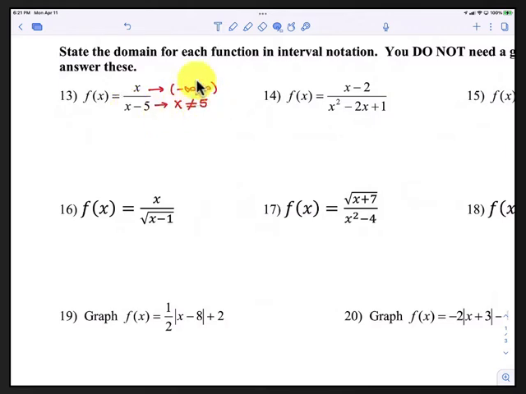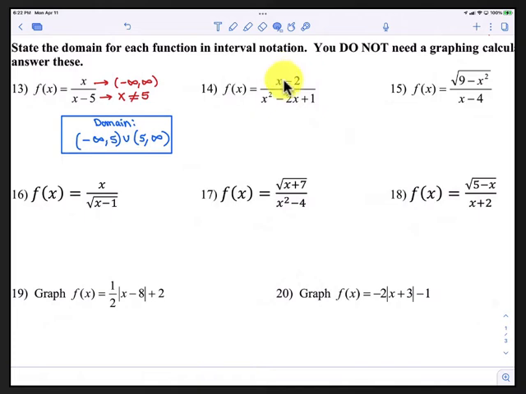So now, putting both of these together, in the numerator, we could use any number from negative infinity to infinity, but in the denominator, we cannot use 5. So then our final domain will be all real numbers except for 5. And the way you write that is negative infinity to 5, union 5 to infinity.